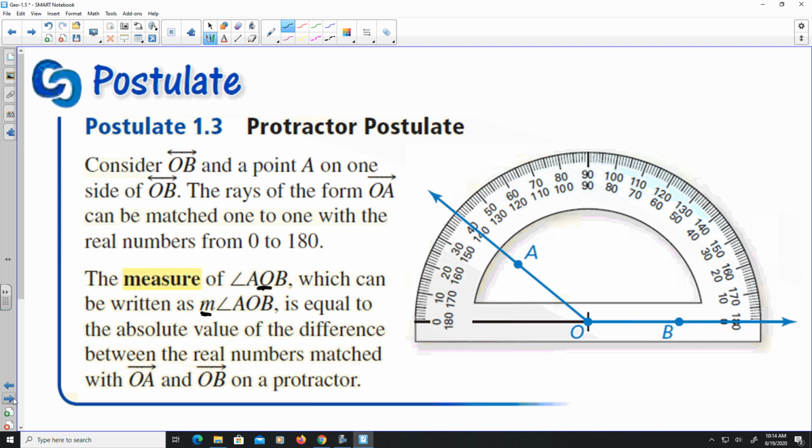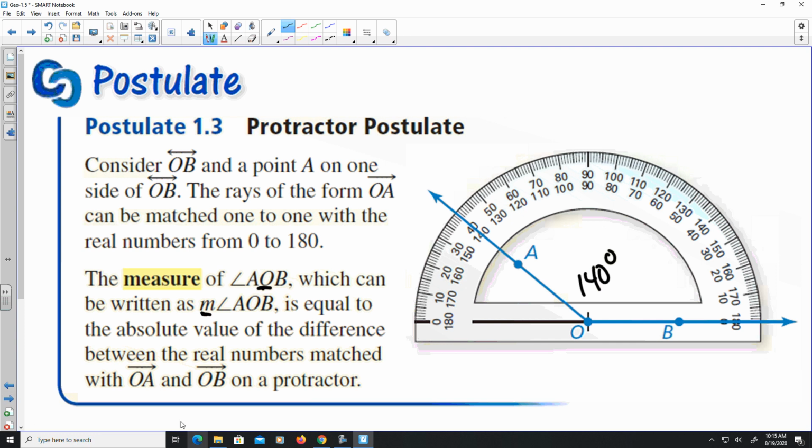If you have measure here, that means they want the actual measurement, which is equal to the absolute value of the difference between the real numbers matched with ray OA and OB. So essentially what you're going to do is figure out what kind of angle you have. We'll get into the types of angles, but this one is either going to be 40 degrees or 140 degrees. Since, and I'll get a little ahead, it is larger than 90 degrees, I'm going to say that this is 140 degrees from the reading of the protractor.